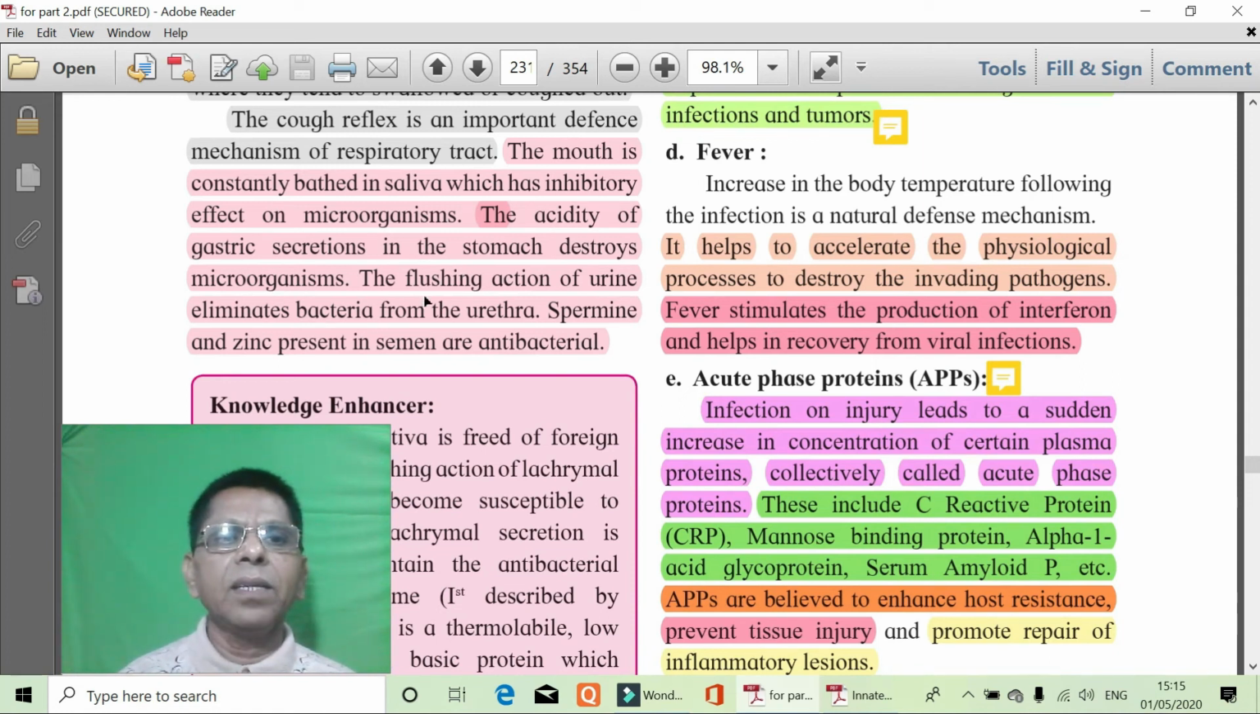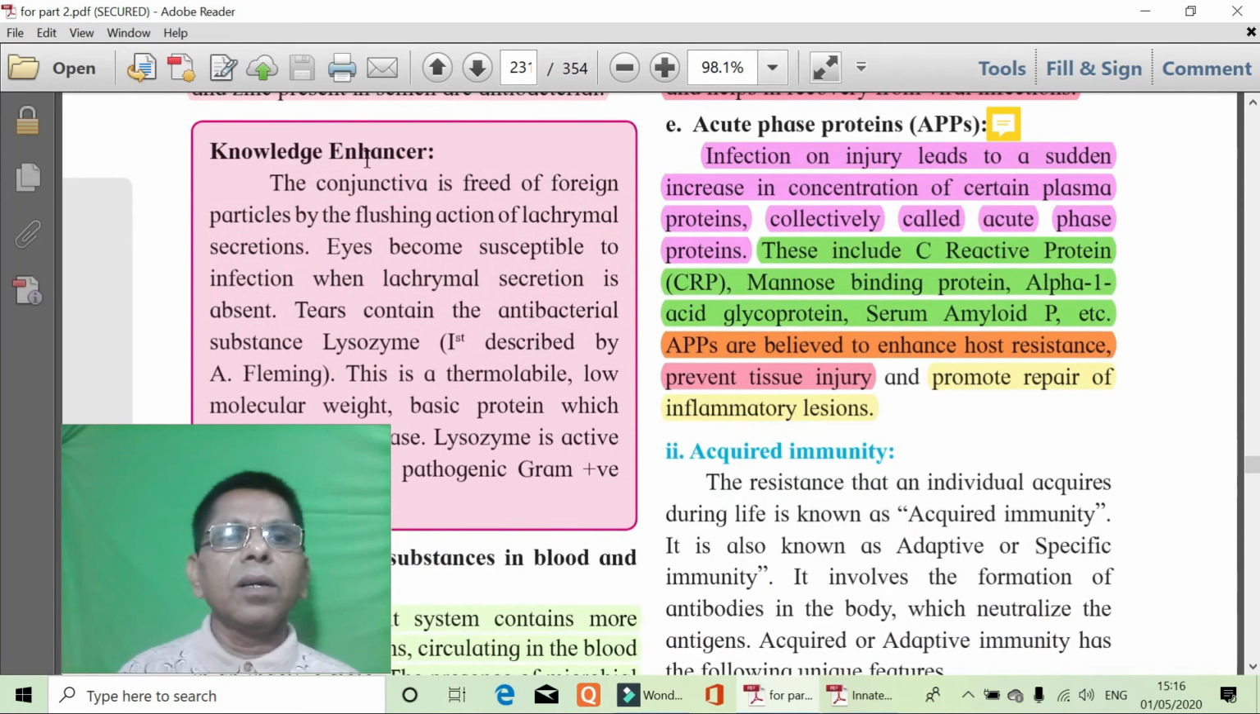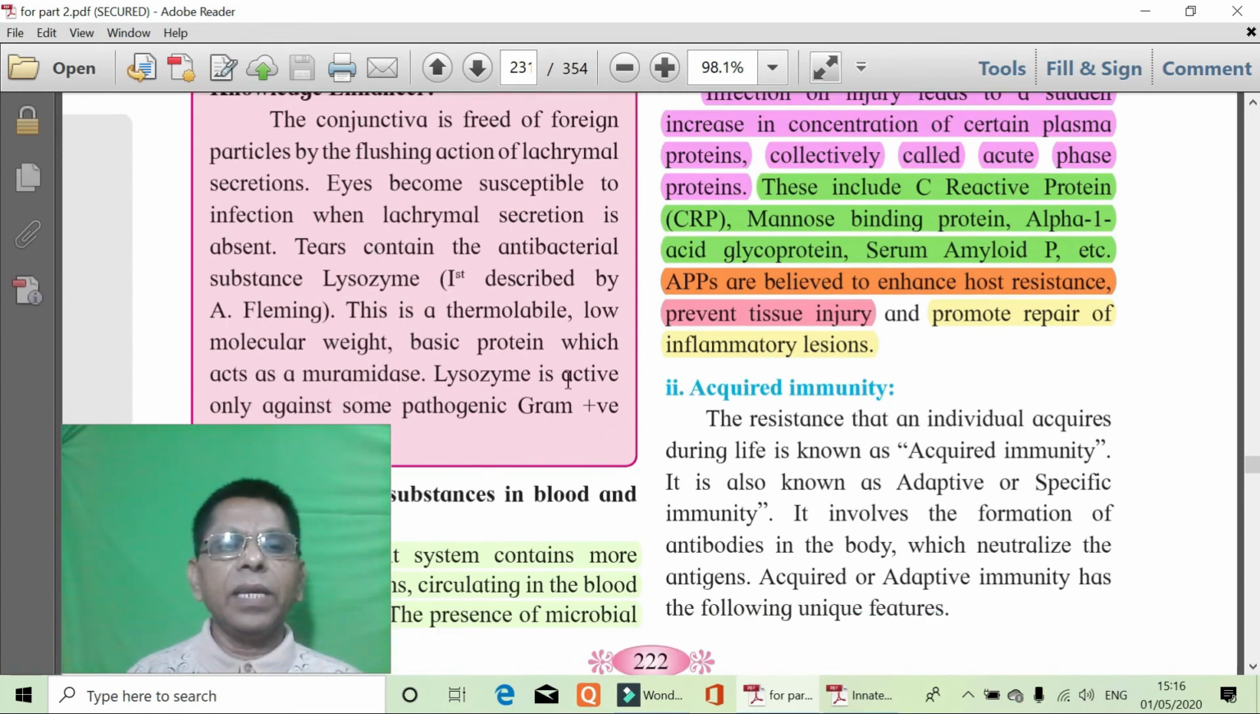Then the flushing action of urine eliminates bacteria from the urethra, and spermine and zinc present in the semen are antibacterial. The conjunctiva is freed of foreign particles by the flushing action of lacrimal secretions. So here we have to study the role of tears, which are secreted by the lacrimal glands. The tear also contains the lysozyme enzyme, which is active against gram-positive bacteria.